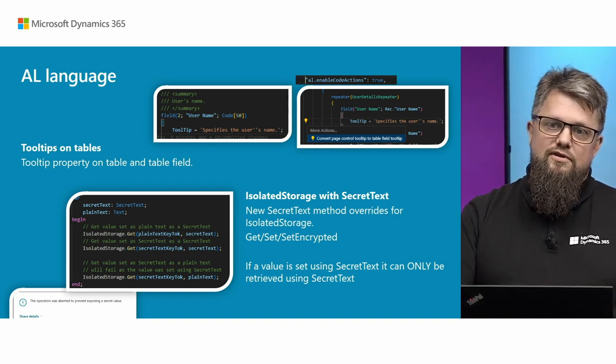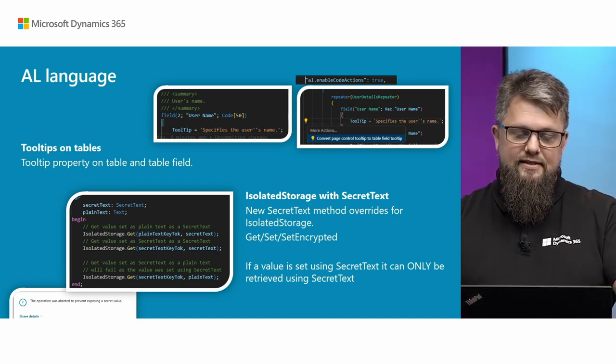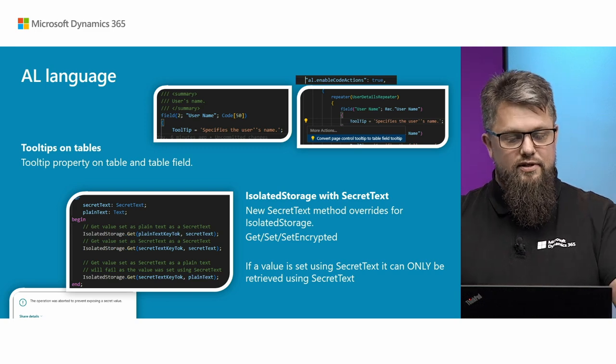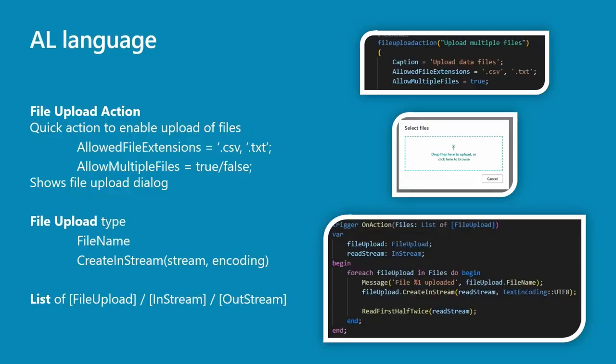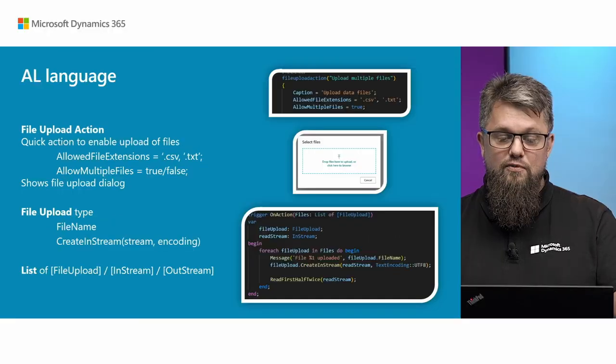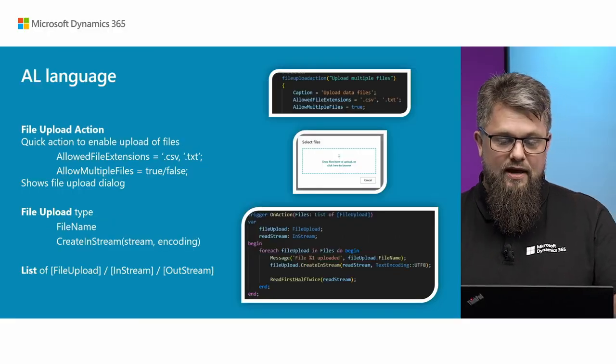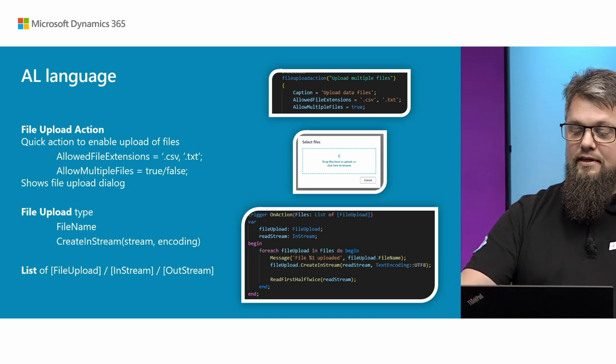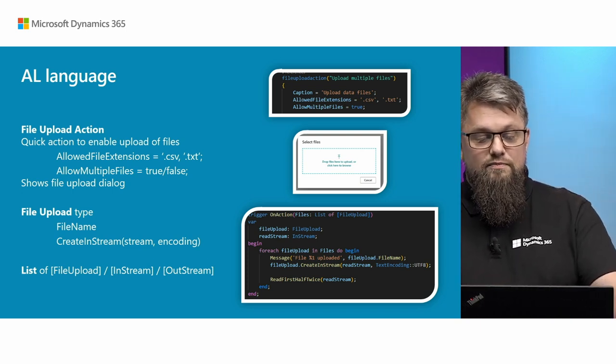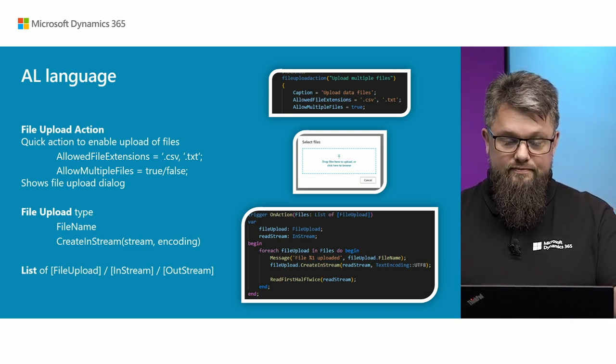This means you can now use the secret text type to get and set values in isolated storage. It's important to notice here that if you set a value using secret text, then it must be retrieved using secret text. Otherwise, you'll get an error. For actions, you can now add a specialized file upload action, which enables you to quickly add functionality to upload one or more files. And for multiple files, the upload file dialog now supports dropping an entire folder.